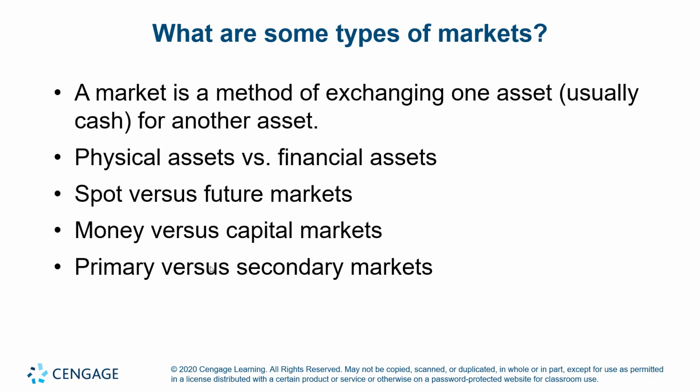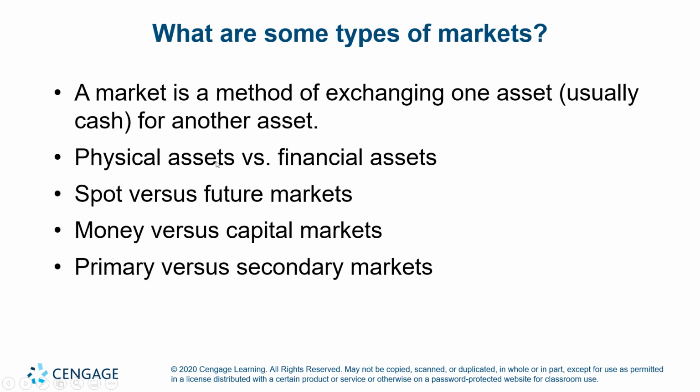So there are different types of markets: markets for physical assets versus financial assets, which I'm sure you know; spot versus futures markets; money versus capital markets, meaning markets for short-term securities versus long-term securities, where the maturity may be less than one year or more than one year. And primary versus secondary markets. In the primary market, companies issue their new stocks, and those stocks are then bought and sold in the secondary market.